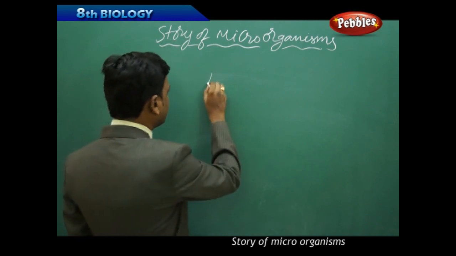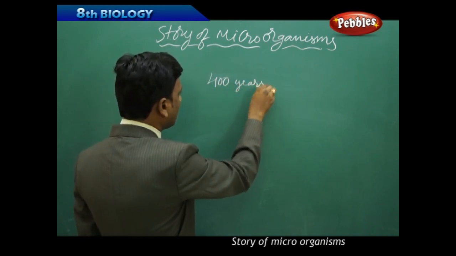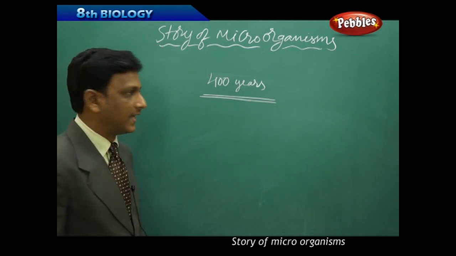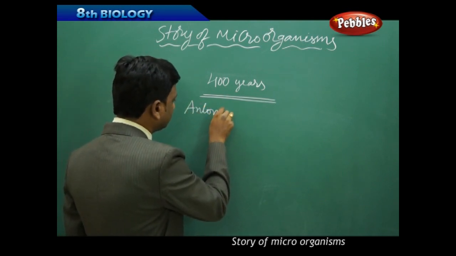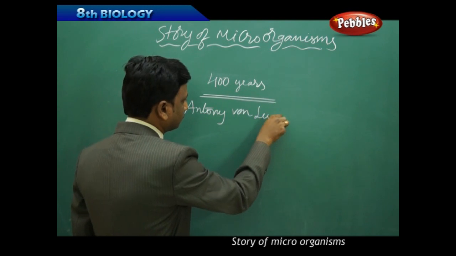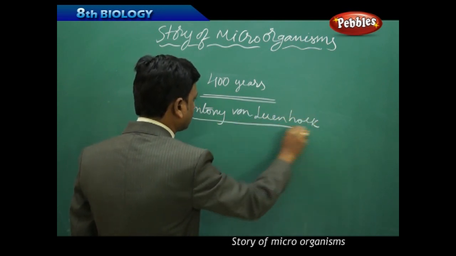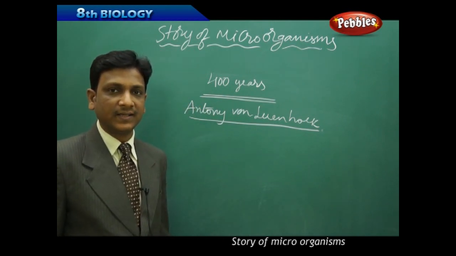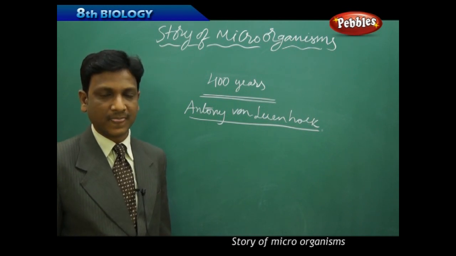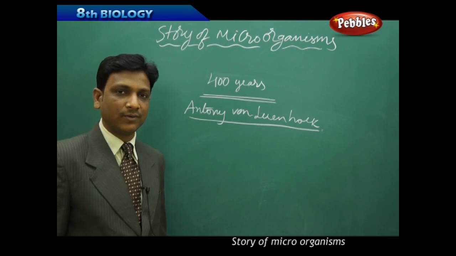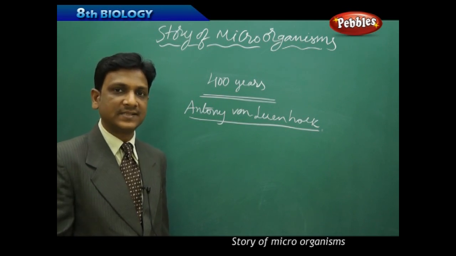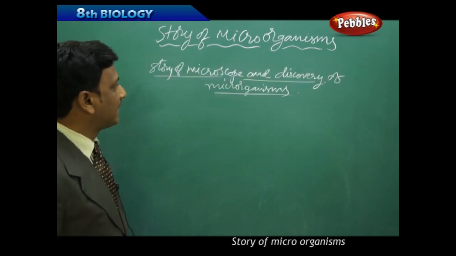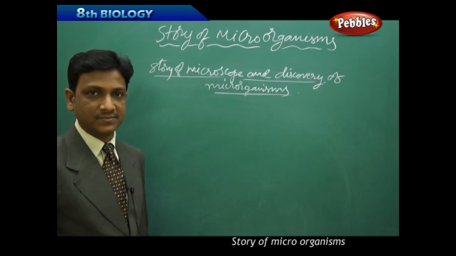In the 16th century, approximately 400 years ago, there was a person called Antony van Leeuwenhoek. He demystified the questions by observing microorganisms. He found that there are certain organisms which are not visible to the naked eye. Story of microscope and discovery of microorganisms.